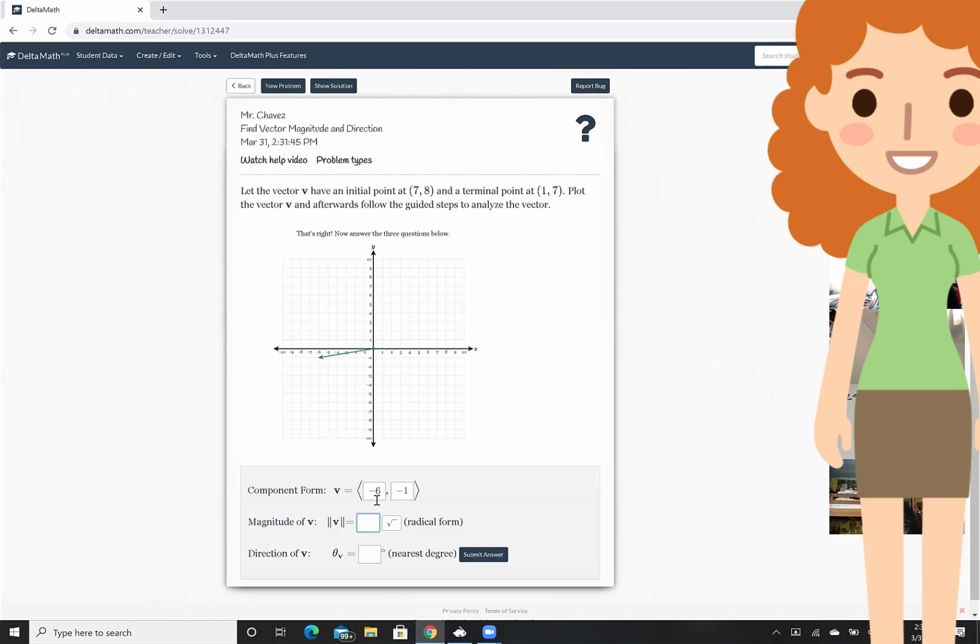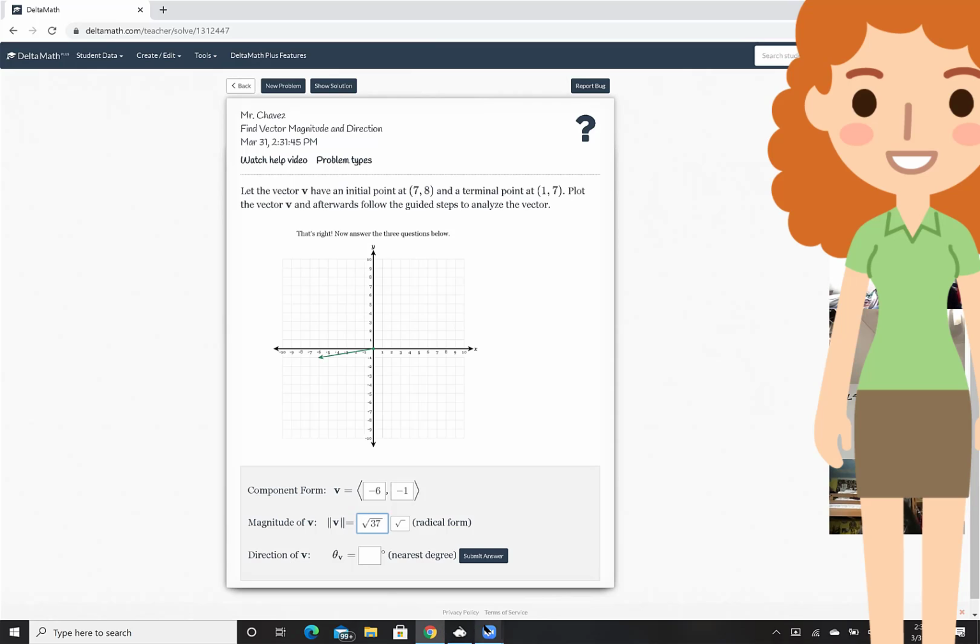All right. 6 squared is 36. 1 squared is 1. 36 plus 1 is 37, the square root of 37. That does not break down. There it is. And let's do it right this time. Arctan of opposite over adjacent. So it's going to be 1 over 6.